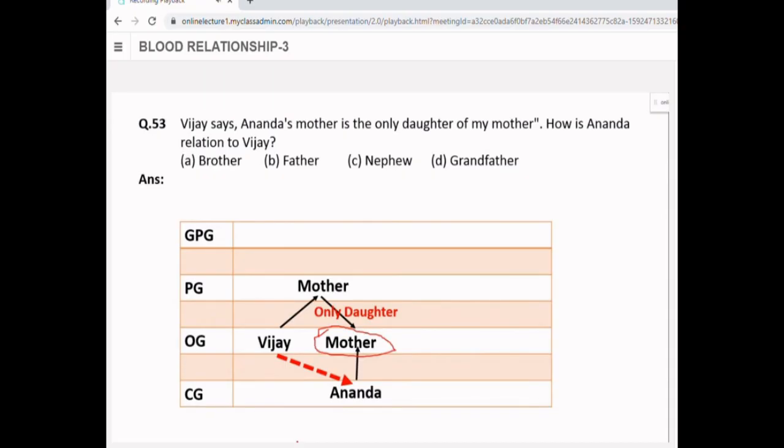Yes, sibling, or you can say brother, sister. Sibling is also correct. Brother, sister is also correct. Vijay is the brother and the circled mother is the sister, siblings. So the answer is nephew. Brother, sister, correct. Next.